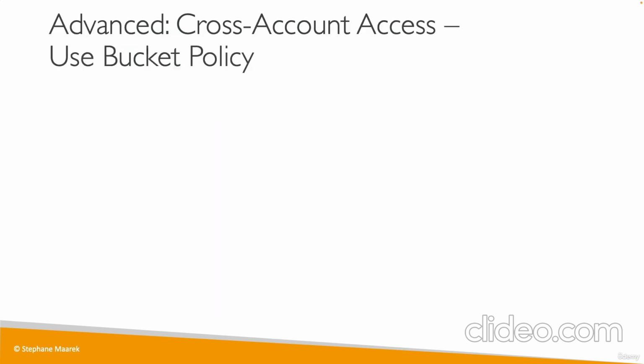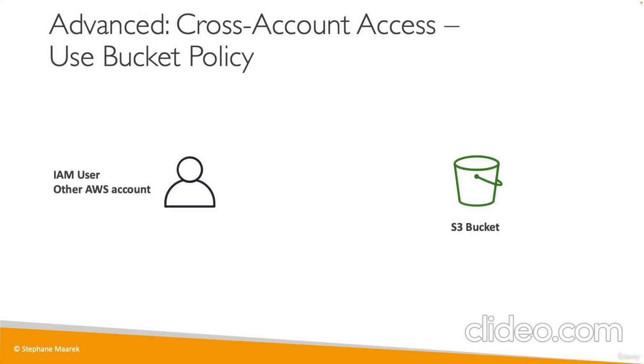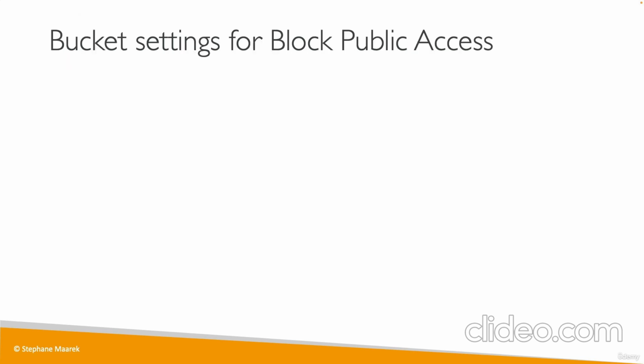More advanced, if we want to allow cross-account access, then we must use a bucket policy. So we have an IAM user in another AWS account, and we create an S3 bucket policy that allows cross-account access for that specific IAM user, and therefore the IAM user will be able to make API calls into our S3 buckets.